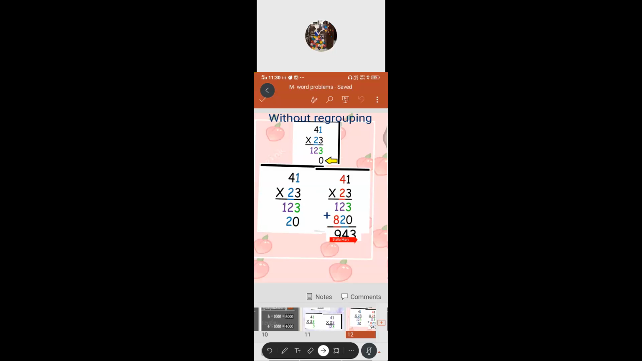3 plus 0 is 3, 2 plus 2 is 4, 1 plus 8 is 9. Is there any carry over there? No. So that is the reason it is without regrouping. Got it? That was the first one, without regrouping.